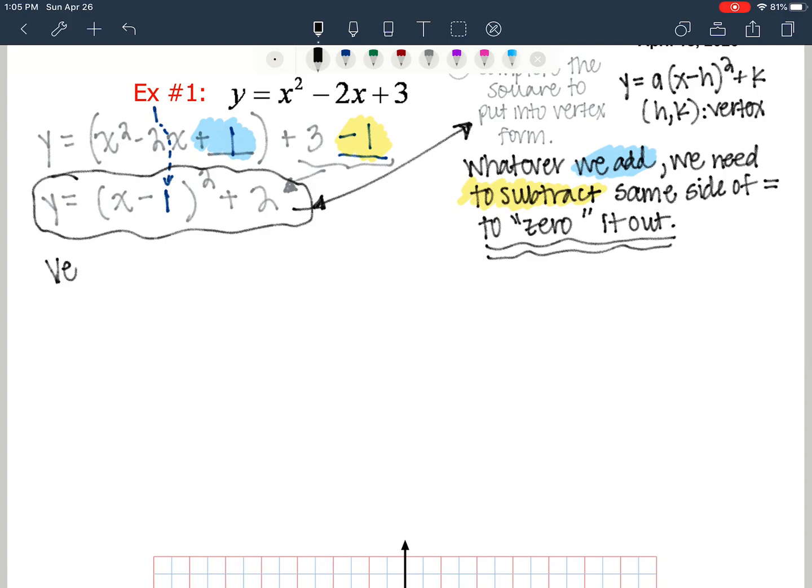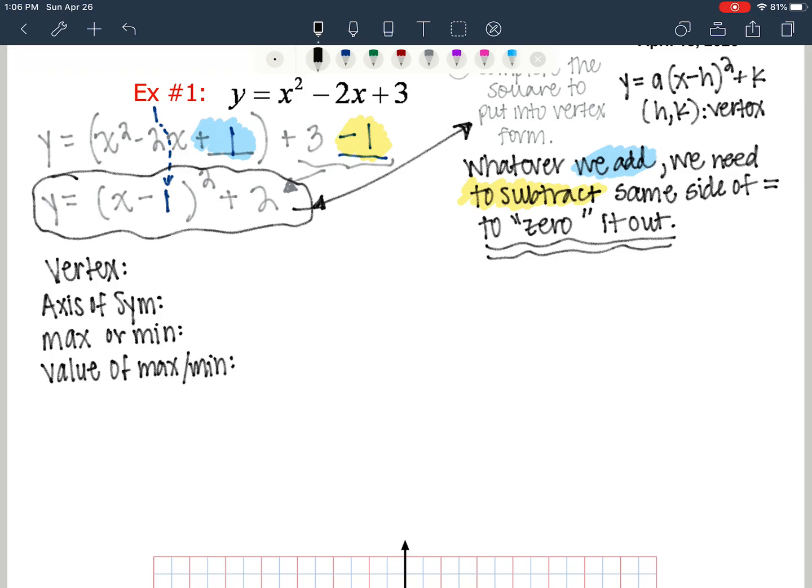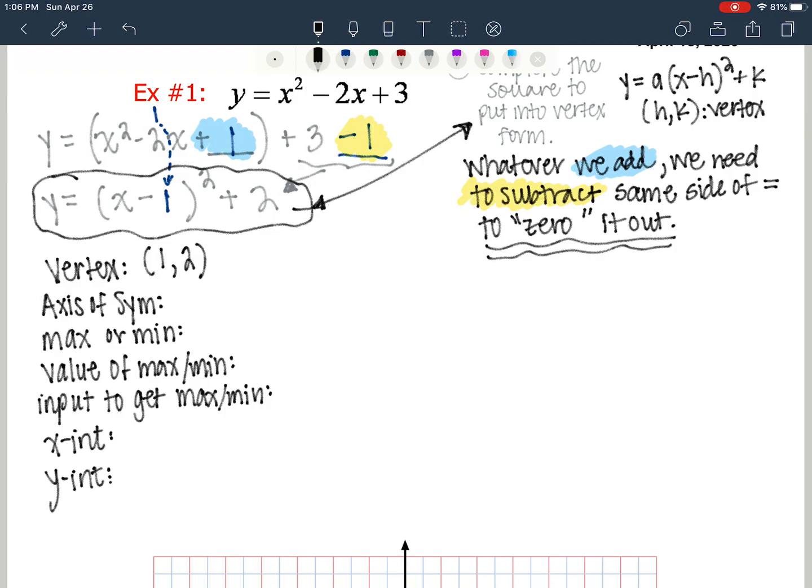And now we can determine our vertex, our axis of symmetry as an equation, whether or not we have a max or a min, the value of the max or min, and the input to get the max or the min, whichever one it is, x-intercepts and y-intercepts. So we have a vertex of 1, 2. We have an axis of symmetry of x equals 1.